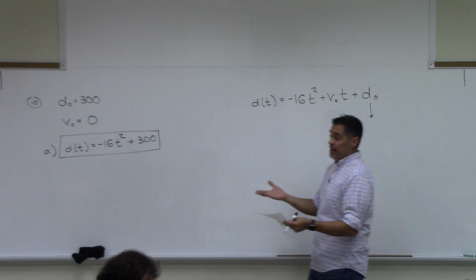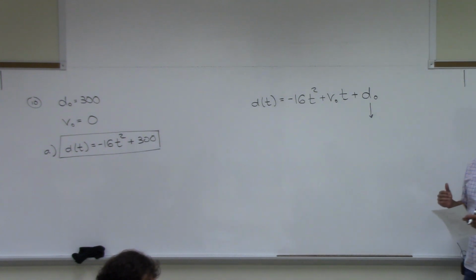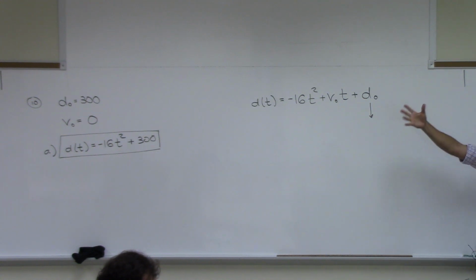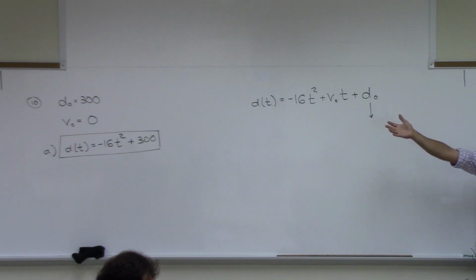So for part B, now that answer to part B, we don't have to do any work. Because it says, what's the maximum height of the ball? Well, in the case that we just dropped the ball, then the maximum height is what it started at, right? At 300.